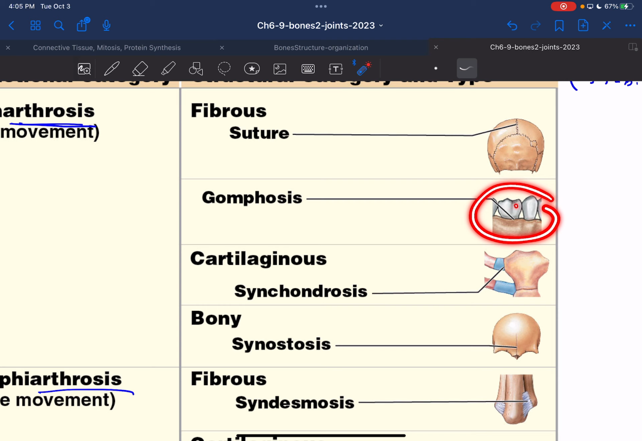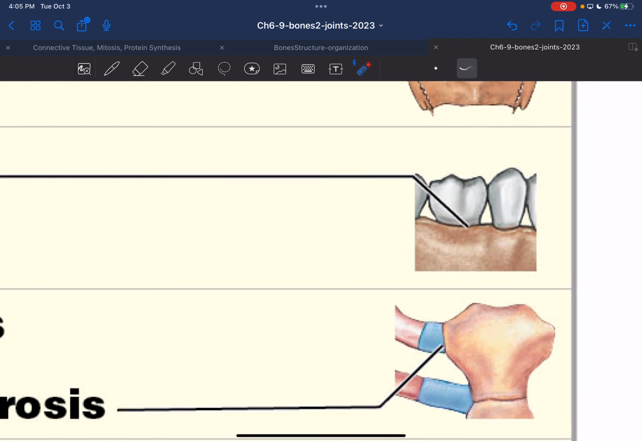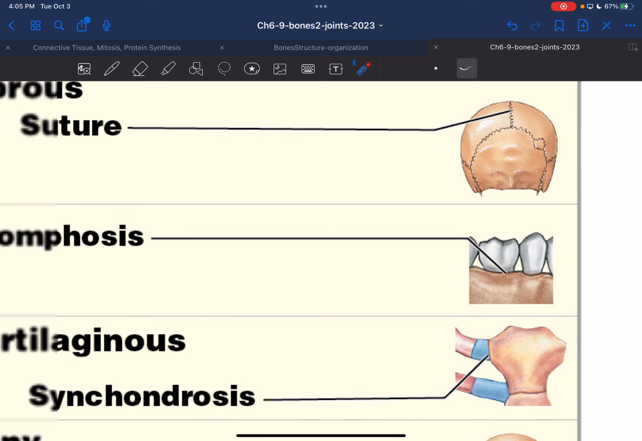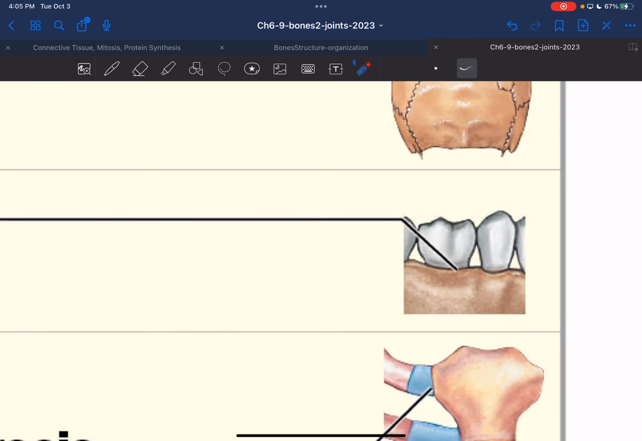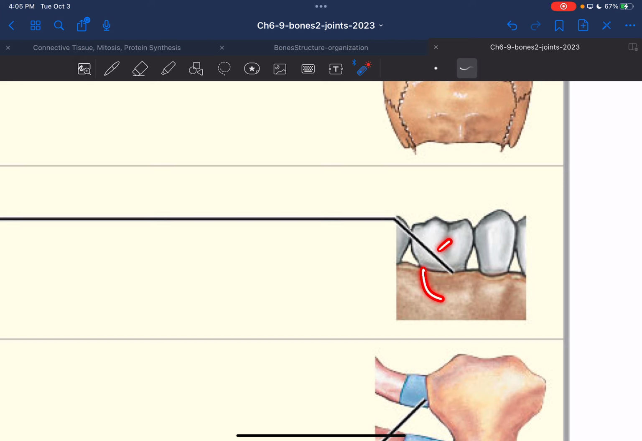This is going to be the tooth, and it's inside the alveolar process, that's simply the socket of the maxilla or the mandible. If you're in Thursday lab, we're going to go over these a little bit later, or you're going to see the mandible a little bit later. But otherwise, gomphosis is the joint between a tooth and that socket.